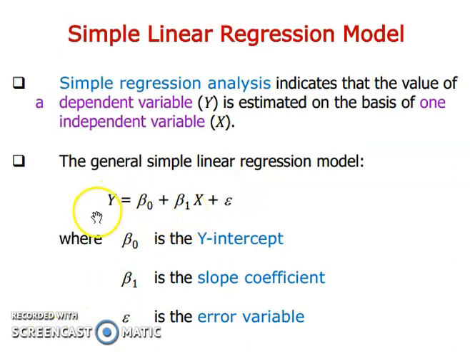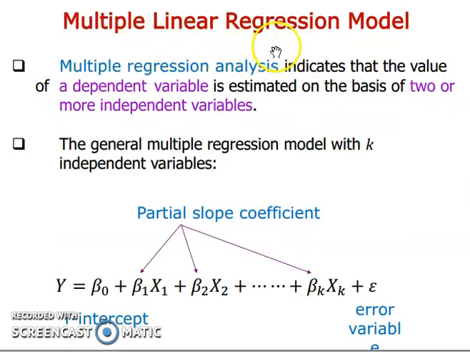If this model is written as y equals beta naught plus beta 1 x without the epsilon, this is the deterministic model. Y equals beta naught plus beta 1 x is the deterministic model. But once you add on a random variable here, which is the error variable, then it becomes a probabilistic model.